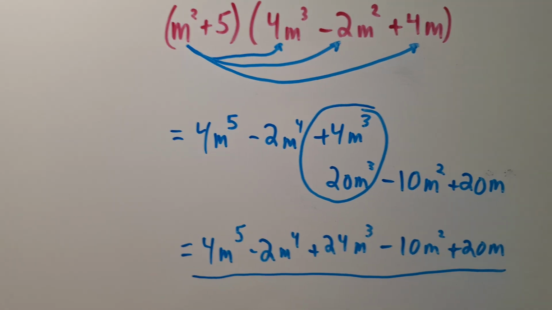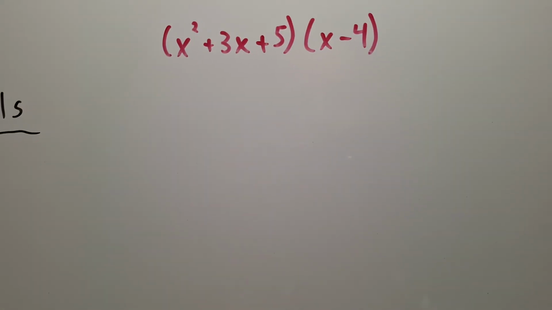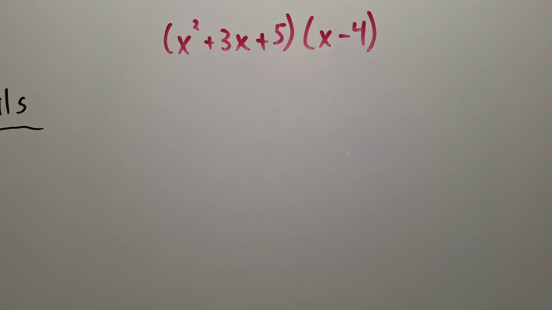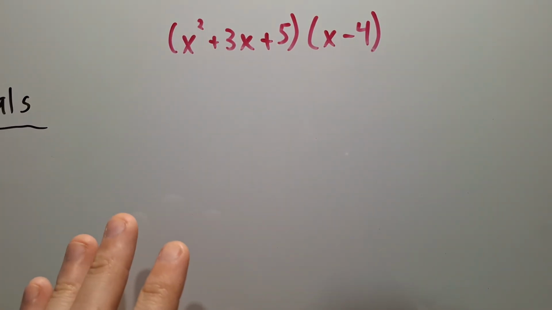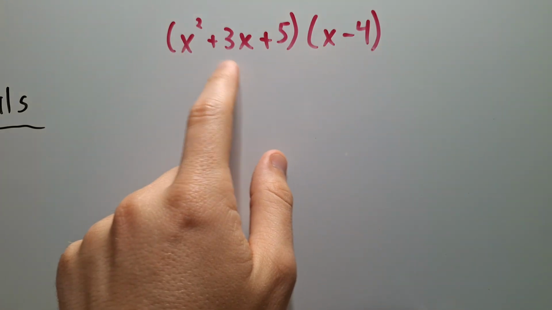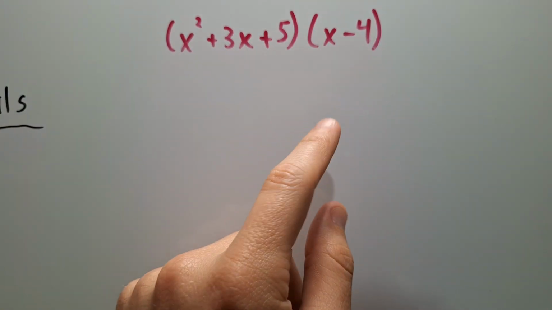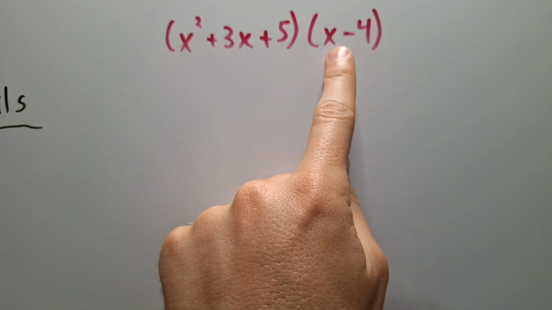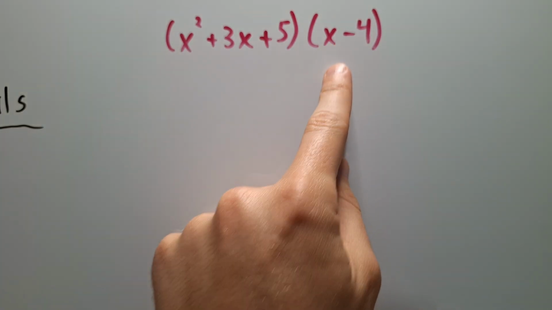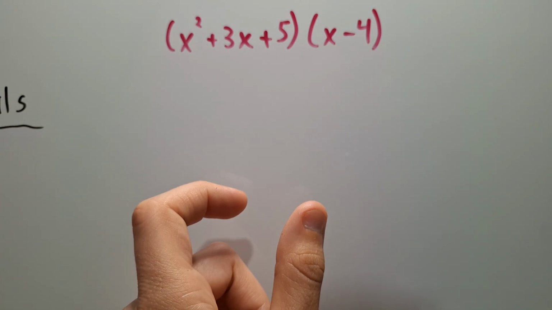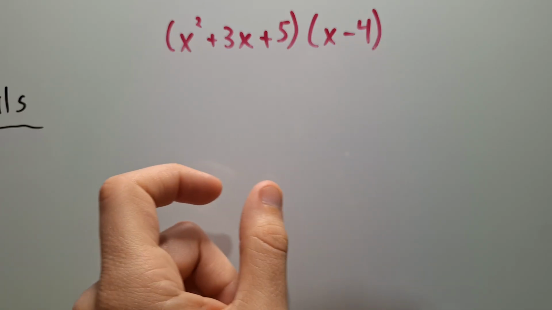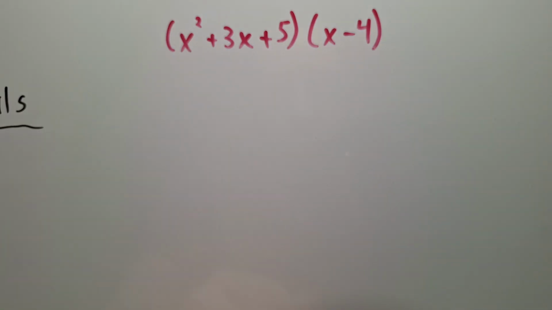Now the second technique that we will use for this example is in a way slightly easier, and here's what we're going to do. We're going to distribute this polynomial and this polynomial. We're going to multiply them together. But what we're going to do is think of x minus 4 as a single quantity and then use the distributive property as follows.